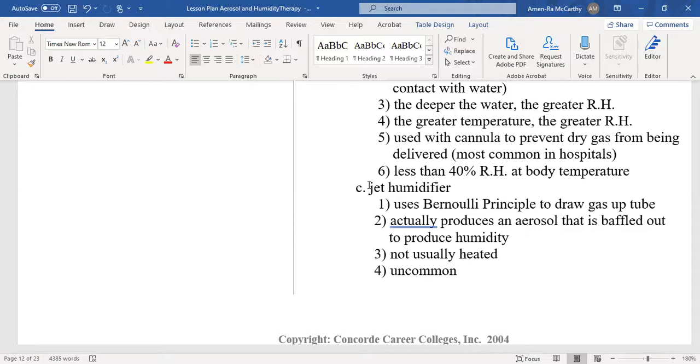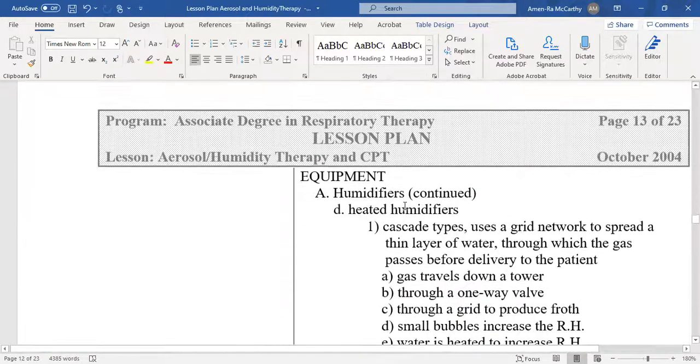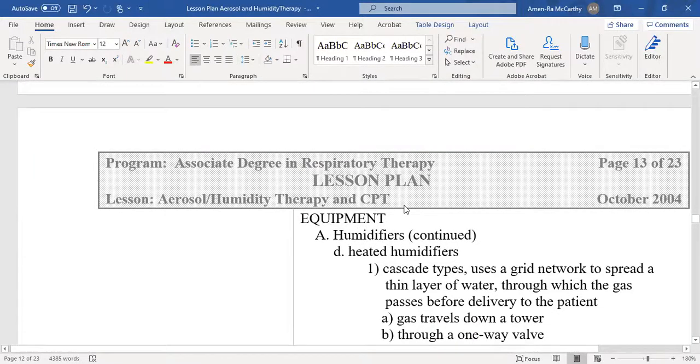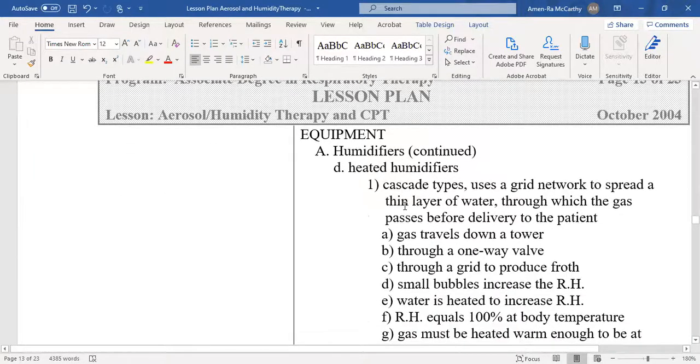Most commonly, it's not usually heated. Remember I told you some hospitals heat it, sometimes they don't. But most commonly they don't because of infection. So most commonly this is not heated, but it could be, depending on what hospital you're at. And it's uncommon as a straight up humidifier. Just using it for a humidifier is uncommon. That's a jet humidifier. It looks a little different than that, but it's the same principle, uses that Bernoulli principle.